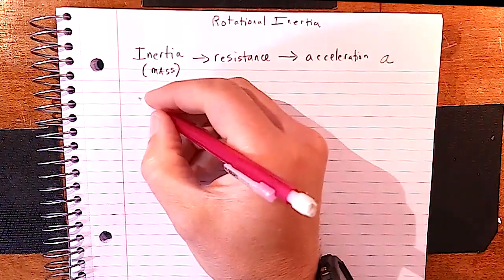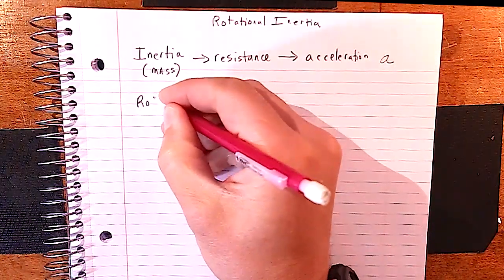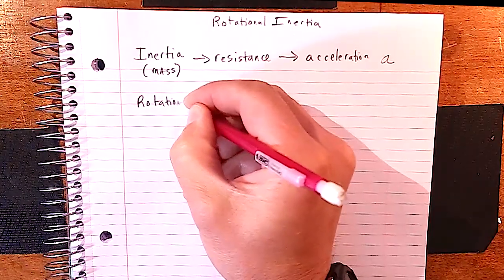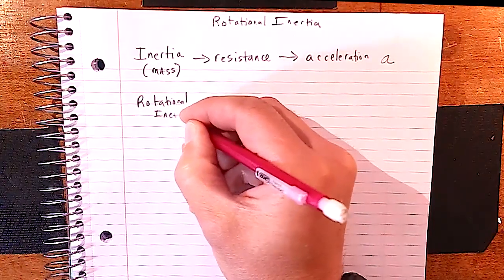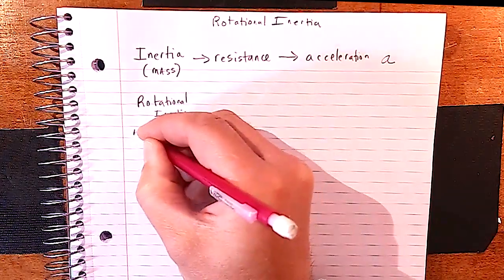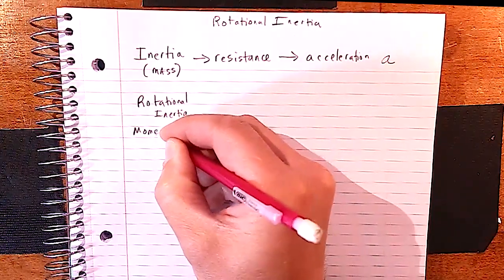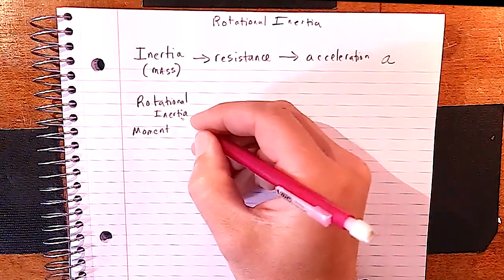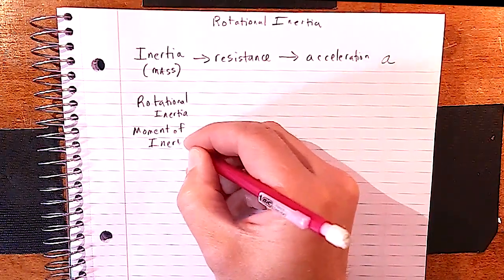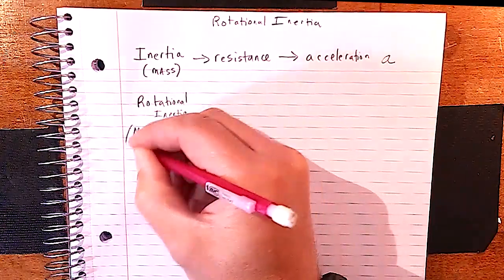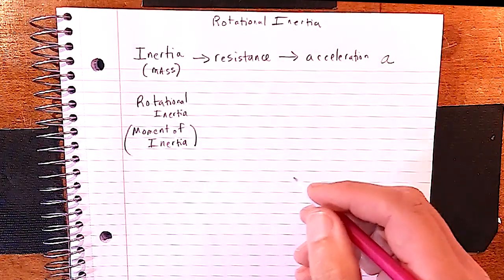But what's this idea of rotational inertia? Well, this also has another name to it, and I'm not going to use this name very much, but you should know it because it might come up in a question, and that is moment of inertia. So moment of inertia is just another name for rotational inertia.